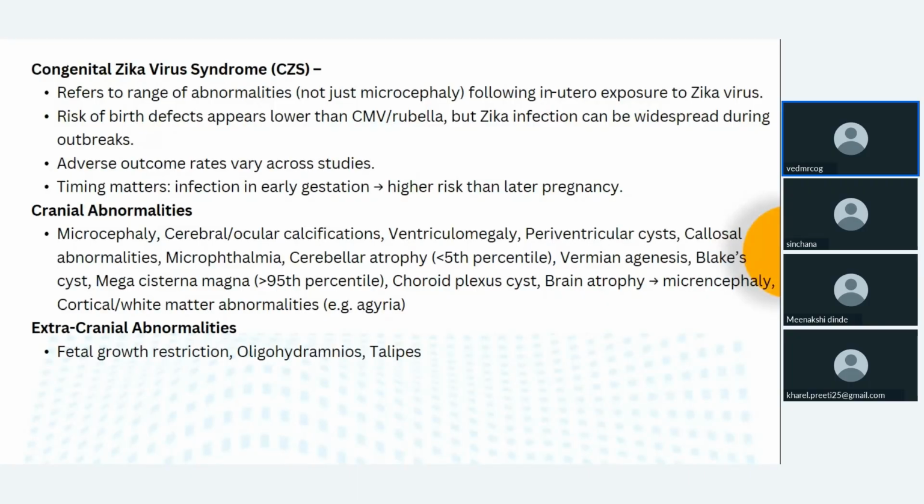The risk of birth defect appears lower than CMV or rubella, but Zika infection can be widespread during outbreaks. So adverse outcome rates vary across studies. Timing matters. If infection happens early in the gestation, there is a higher risk of congenital Zika virus syndrome to the baby than in the later pregnancy.